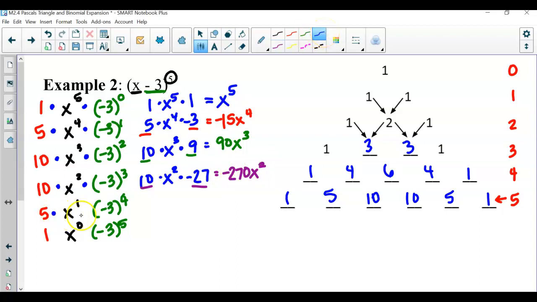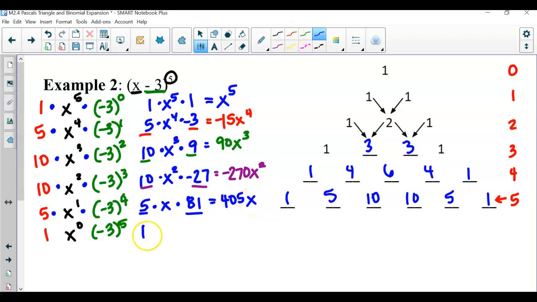Then let's go to the next row. Here I've got 5 times x to the first, then times -3 to the fourth power. So I've got 5 times x, then you should get +81. Then here, 81 times 5 is 405x.